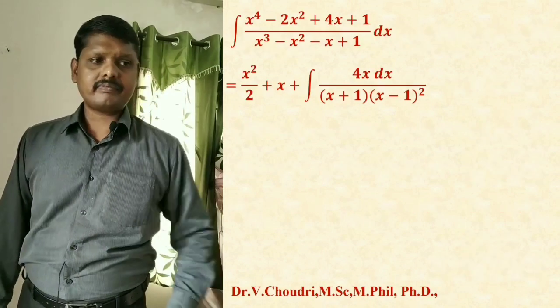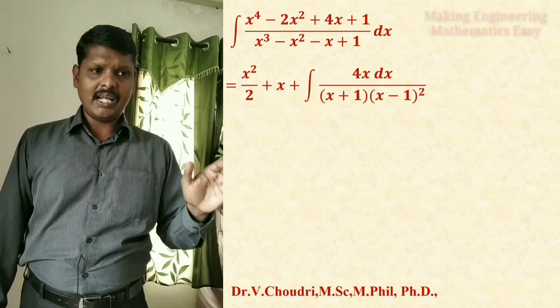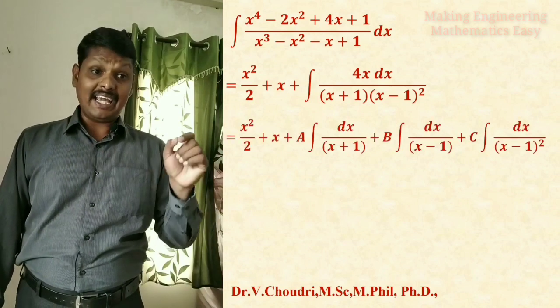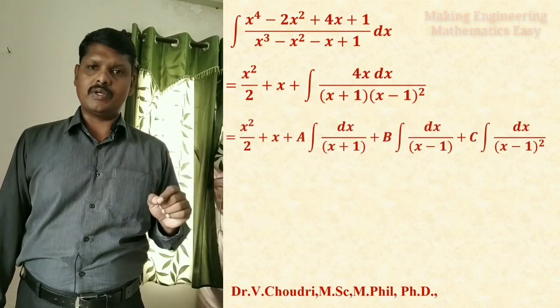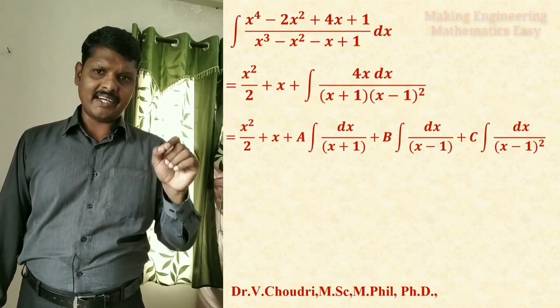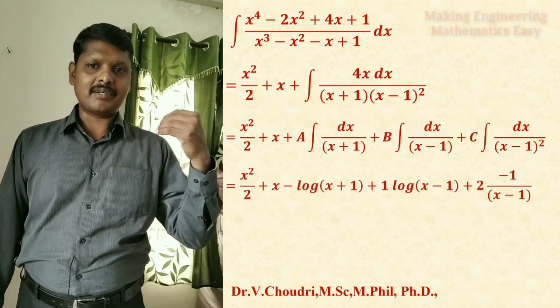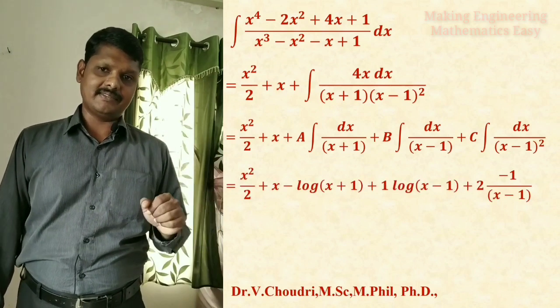Then we come to the integral x square by 2 plus x. Already we found that. Now as per the partial fraction, a into dx by x plus 1 plus b into dx by x minus 1 plus c into integral dx by x minus 1 whole square. Now using the direct method, you apply the result.